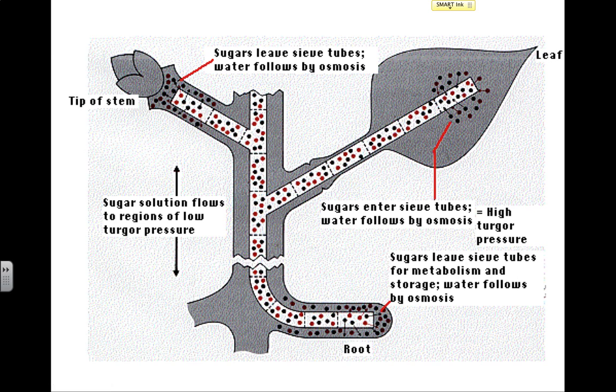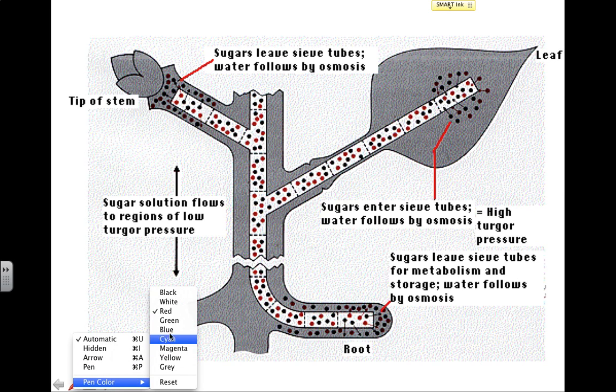Sugars work in a different way. They're going to move through phloem tubes. They tend to be transported from the leaves down to the roots, or sometimes to other structures like fruit. The way the sugars work is there's a lot of sugars that are going to be made in the leaves.